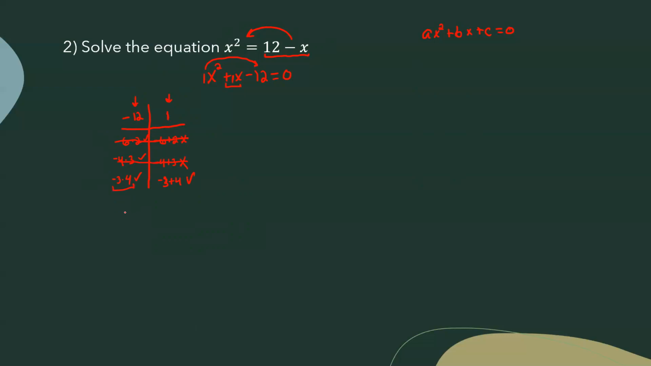So let's put it back in our form. So this will just be x minus 3, because that 3 goes right here, times x plus 4. And that 4 goes right into that slot. And that equals 0. So again, you can just solve for, set both of these terms individually equal to 0, and you get x equals 3 and x equals negative 4.